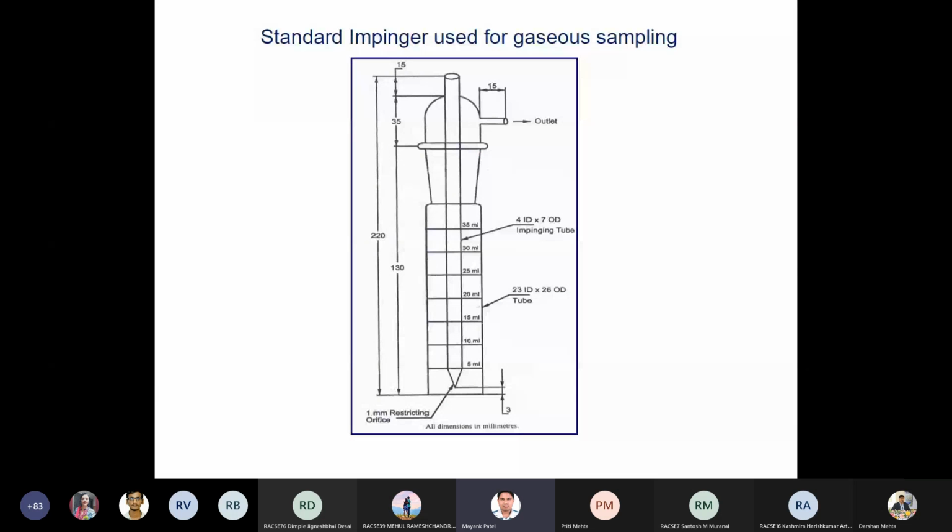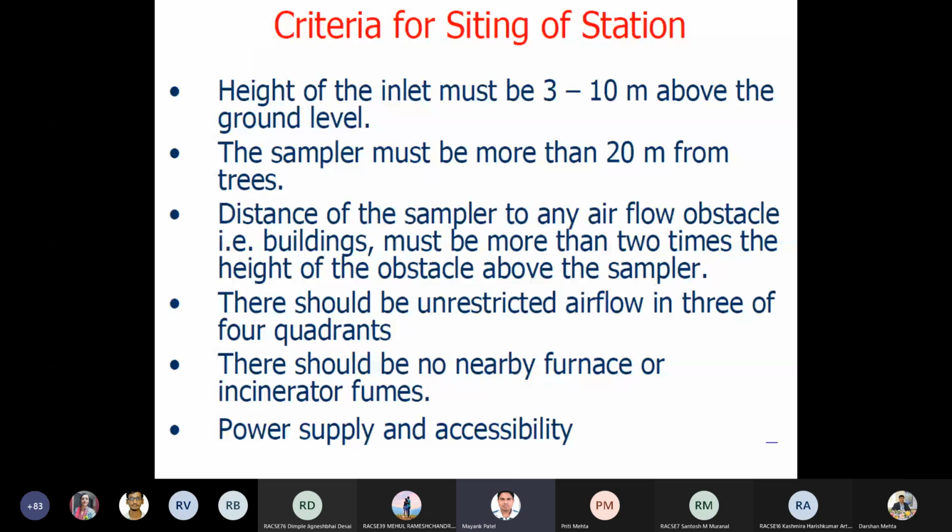Then criteria for siting of station. So when you need to put this high volume sampler, the height of the inlet must be 3 to 10 meter above the ground. The sampler must be more than 20 meter from trees. Distance of the sampler to any airflow obstacles, like buildings, must be more than 2 times the height of the obstacle above the sampler. So all these kind of things you need to check before you place this high volume sampler. Apart from that, there should be power supply also, because this machine requires electricity.